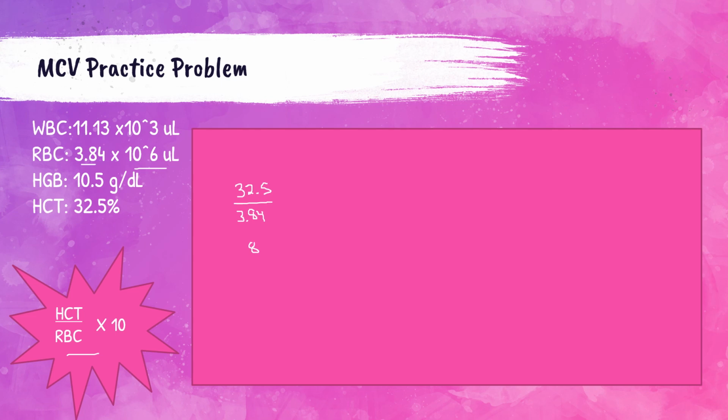8.46 is what I'm getting. And then we're going to multiply that by 10, okay? And plugging into the calculator again, 84.63 is that MCV value. So again, what is the normal reference range for MCV? It's 80 to 100 femtoliters. So this would be a normal result, and we want to call that normocytic. So these red blood cells are going to be of normal size. All right.